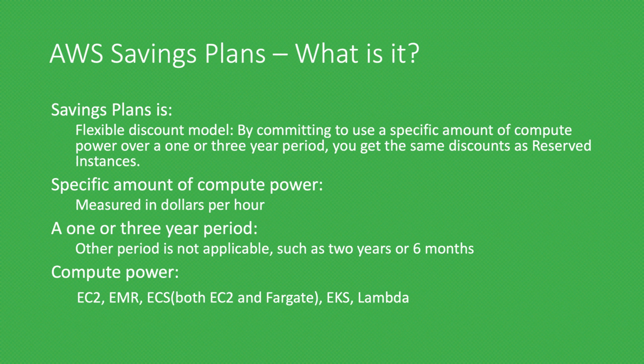The specific amount of compute power is measured in dollars per hour, and the same as reserved instances, you need to commit for 1 or 3 years, and thus 2 years or 6 months, for example, is not applicable. Compute power here means EC2, EMR, ECS, EKS, Fargate and Lambda.